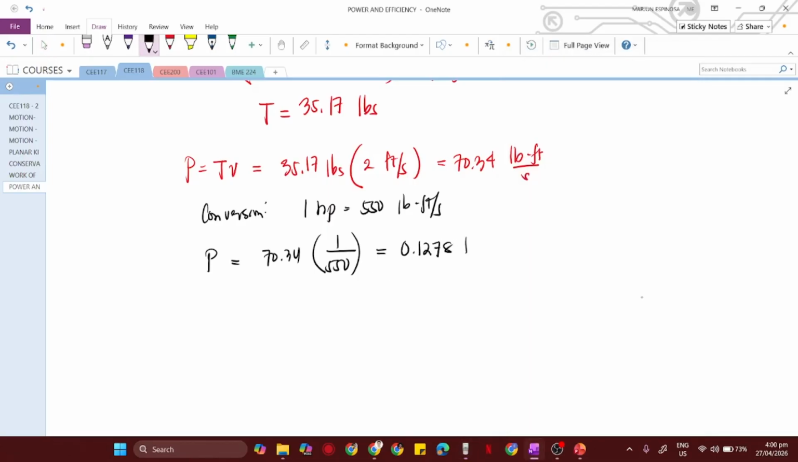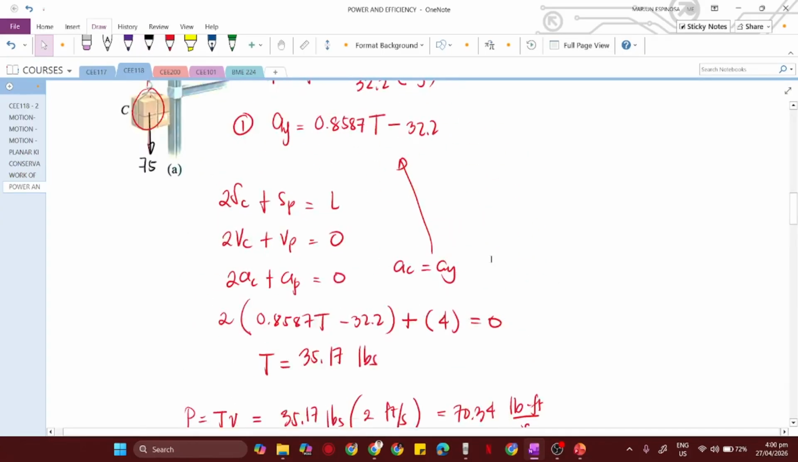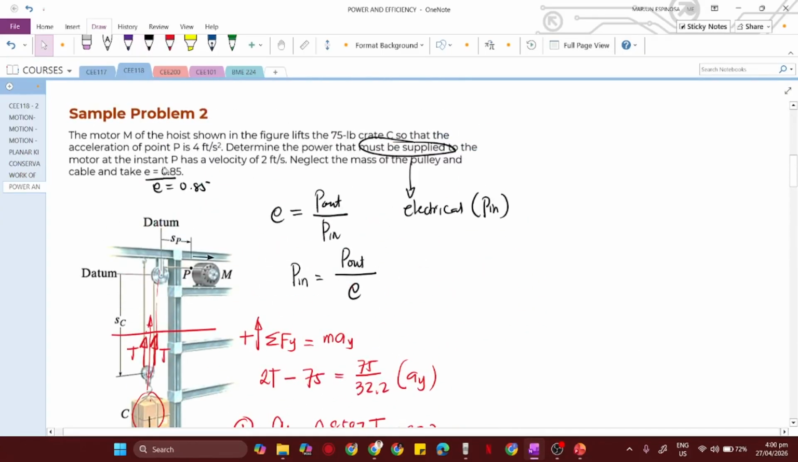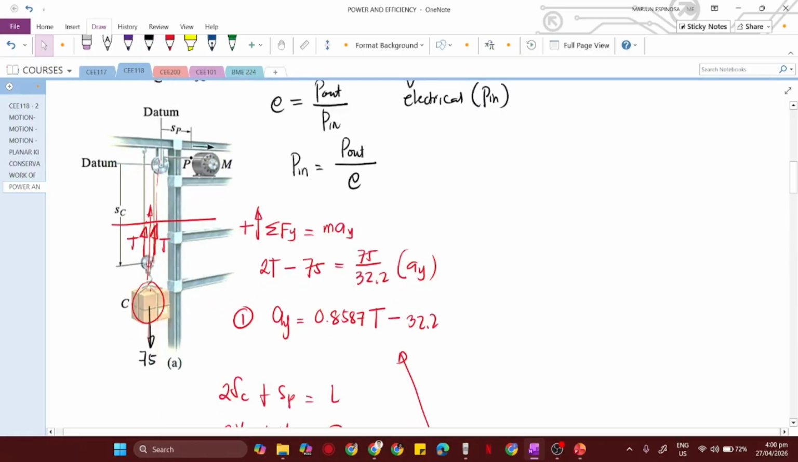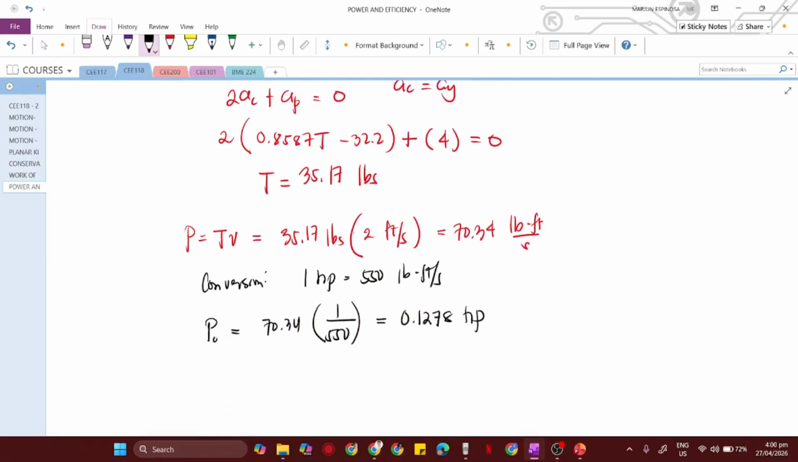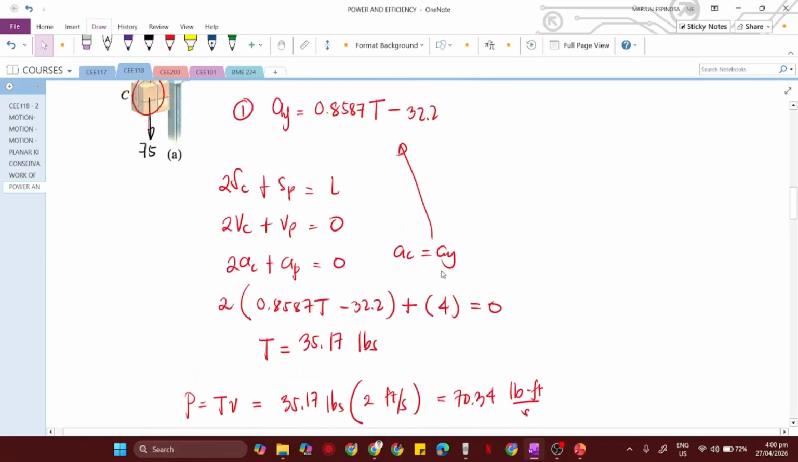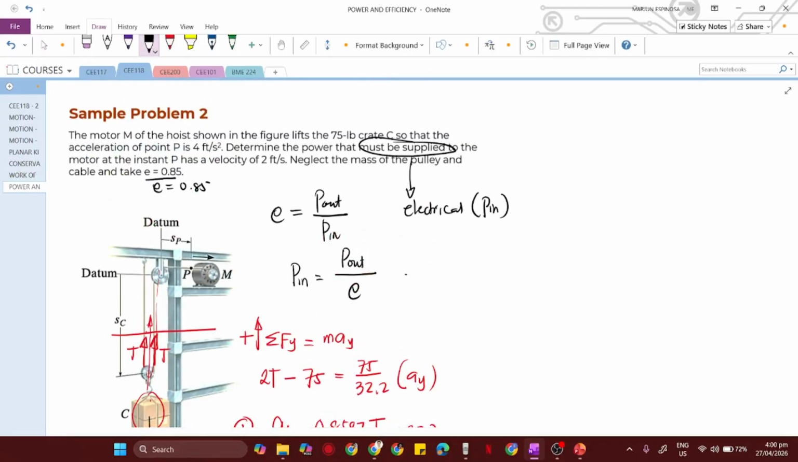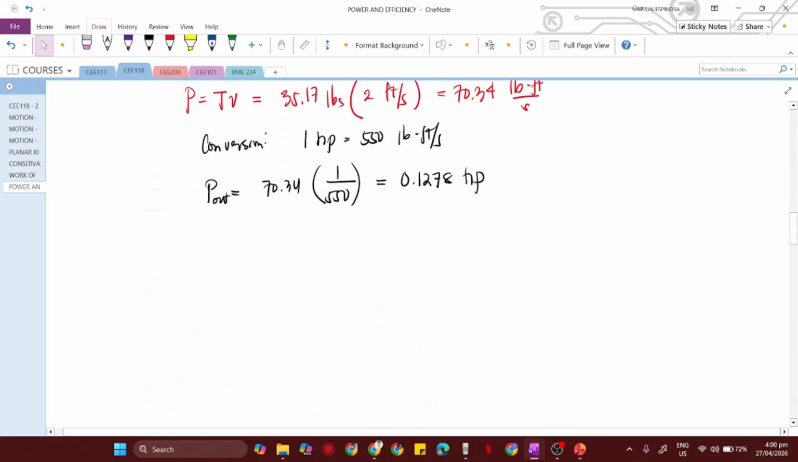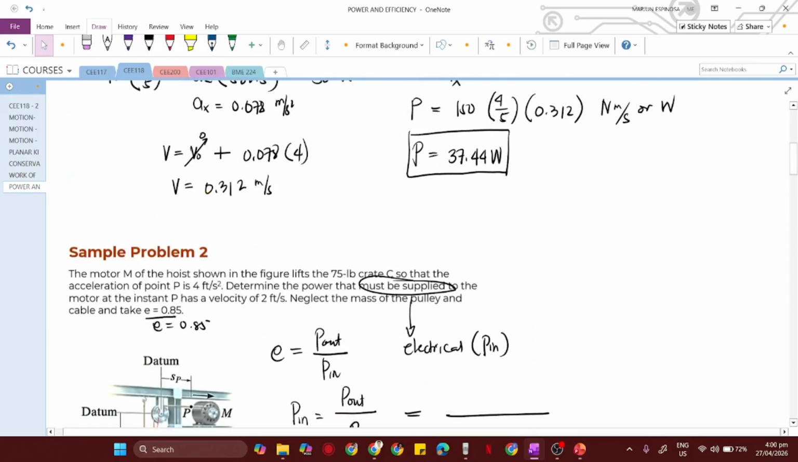0.1278 HP. Pero hindi pa yan yung sagot, ha. So we need to also consider the efficiency. Yung P out yan. Ito yung P out, kumbaga. Okay. Now, therefore, balik tayo dito. P out is equivalent to 0.1278.